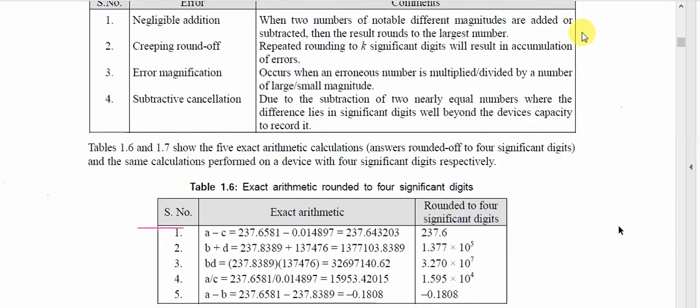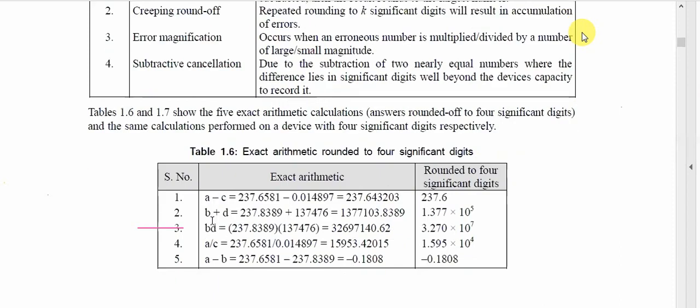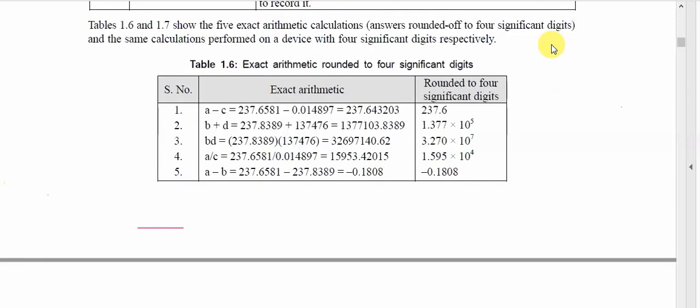Now these are the tables. They have made A minus C and B plus D. This is the multiplication. This is the division. This is A minus B. And here they rounded to 4 significant digits as per the finite capacity of the computer. So this is the capital one.